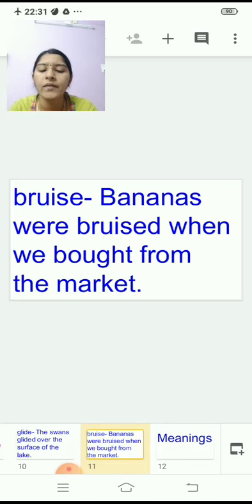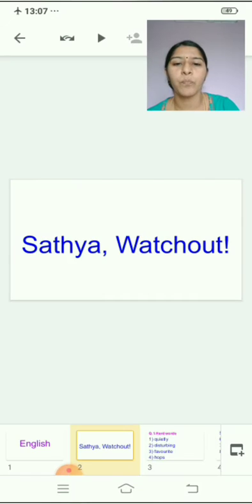So now we are going to read the lesson that we have learned. What is the title? Satya, watch out. Satya, watch out. This is the title of the lesson. Okay, so once I finish this, I will send you the textbook pages also, so that you can just go through it. Okay, read, practice at home.